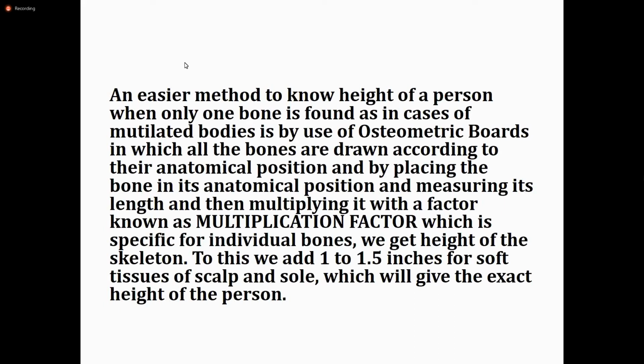When you get this, to this you have to add 1 to 1.5 inches given for soft tissues of the scalp and the sole. You have to give that measurement because you are measuring this length in a bone, which is obviously a skeleton. So you have to add 1 to 1.5 inches for the soft tissue of the scalp and the sole, which will give the exact height of the person.